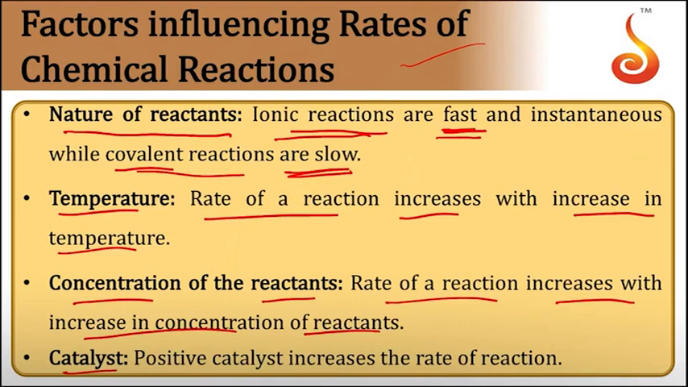Then coming towards effect of catalyst. A positive catalyst always increases the rate of reaction, whereas a negative catalyst will be decreasing the rate of reaction. So factors affecting: nature of reactants, temperature, concentration of reacting substances, and the catalyst we have. These are the factors affecting the rate of reaction.